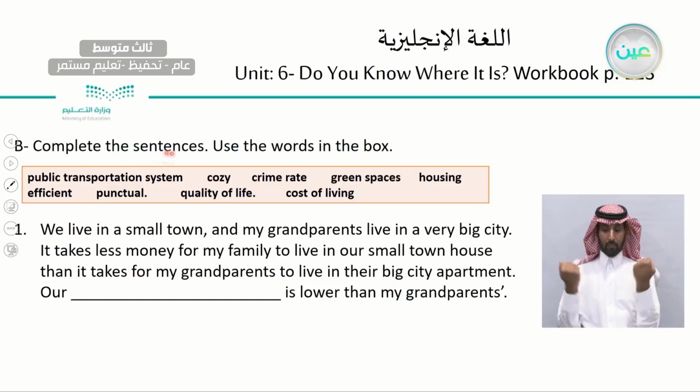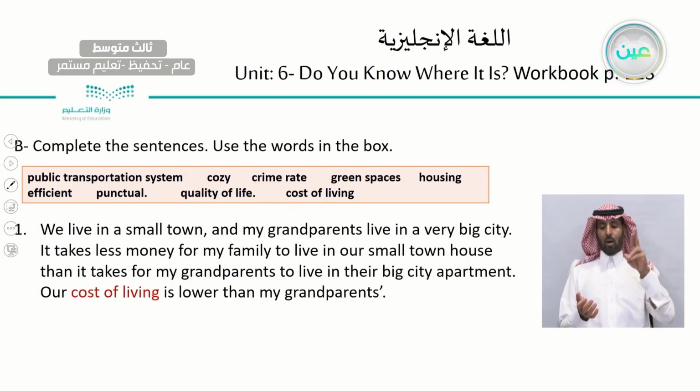Exercise B, complete the sentences, use the words from the box. So you have to use these words to fill in the blanks, okay? Number 1, we live in a small town and my grandparents live in a very big city. It takes less money for my family to live in our small town house than it takes for my grandparents to live in their big city apartment. Our what? Which word are we gonna use? Excellent. Cost of living is lower than my grandparents'. Okay.